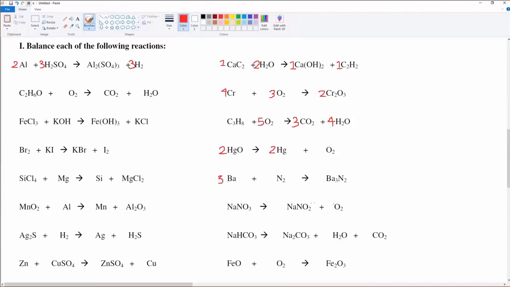Haha, this one's tricky. You'll never get it. Sodium nitrate goes to form sodium nitrite plus oxygen. Now, on this one, note I can't balance these against each other because they're not the same polyatomic ion. What should I do?